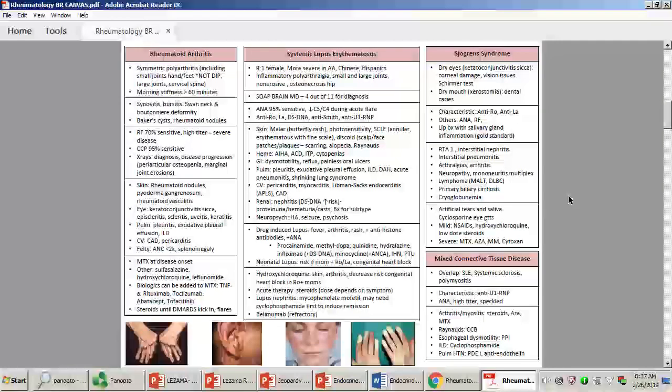We'll talk about OA later and what you expect to see with OA specifically. So we already talked about the rheumatoid nodules on the skin. You could see pyoderma gangrenosum with it as well. You can get a rheumatoid vasculitis.